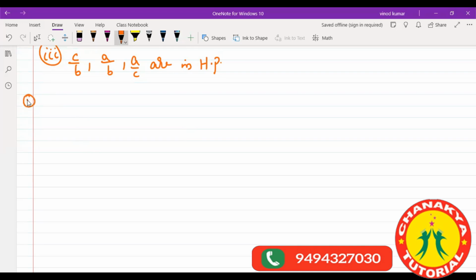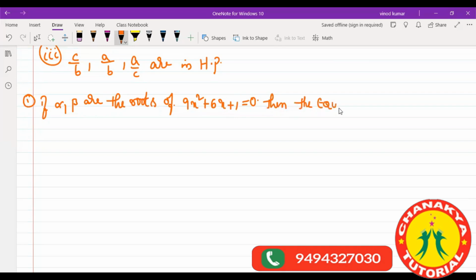The first question is, if alpha, beta are the roots of 9x square plus 6x plus 1 equal to 0, then the equation with the roots 1 by alpha, 1 by beta is what?